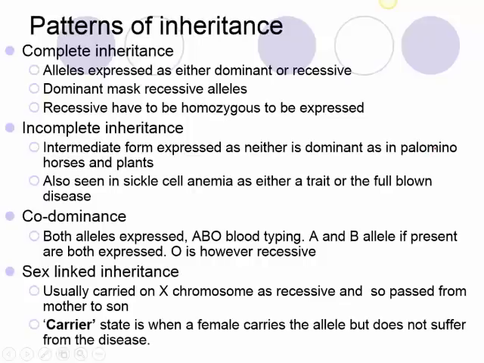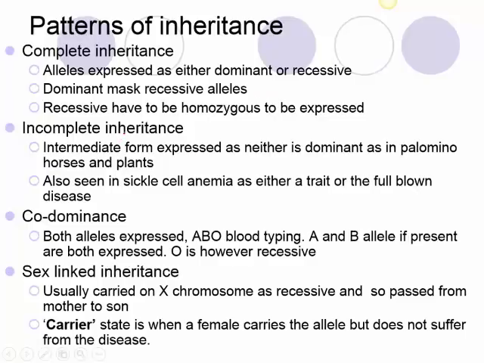Okay, we'll look at patterns of inheritance. So there is one which is the kind I just described, which is called complete inheritance. So no gray areas. You're either dominant or you're recessive. So the alleles are expressed as dominant and recessive. And I told you that recessive have to be homozygous. They cannot have anybody masking them. So therefore, they have to be homozygous in order to be expressed. Whereas the dominant can be homozygous or they can be heterozygous.